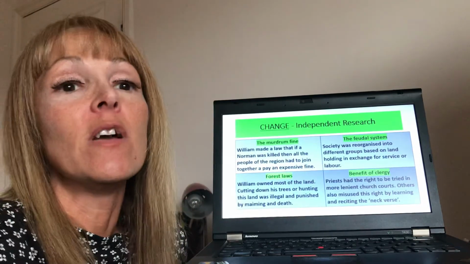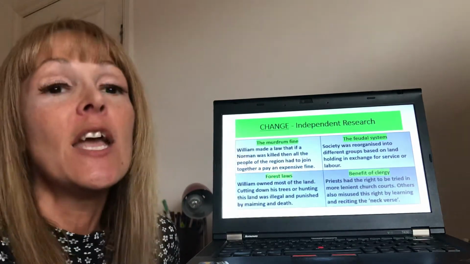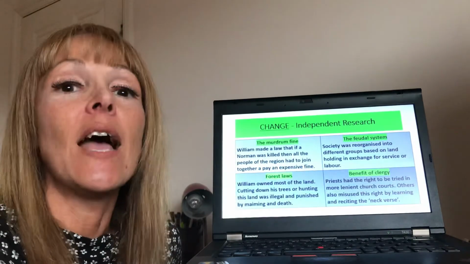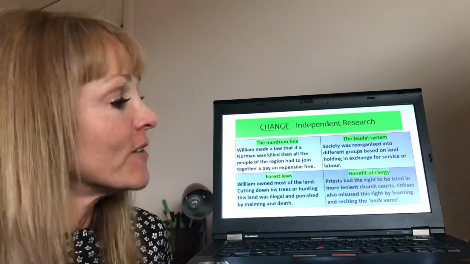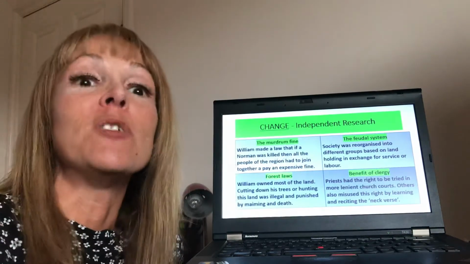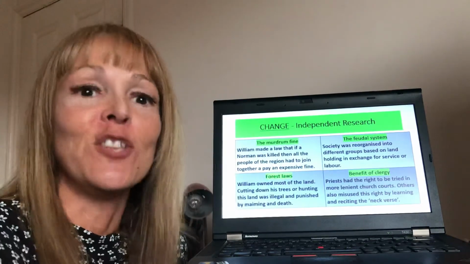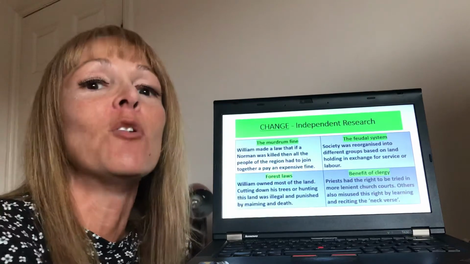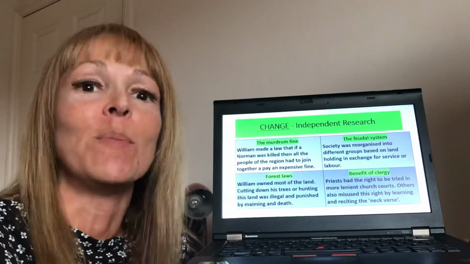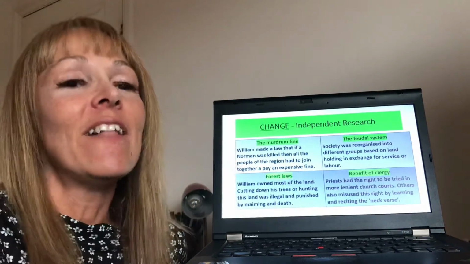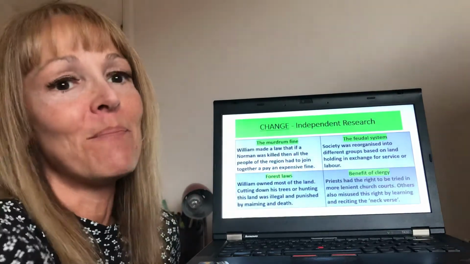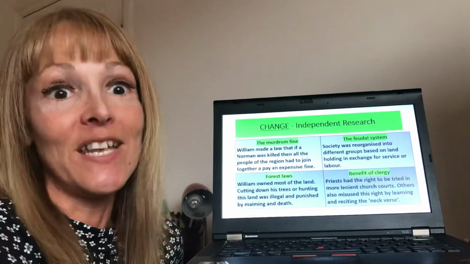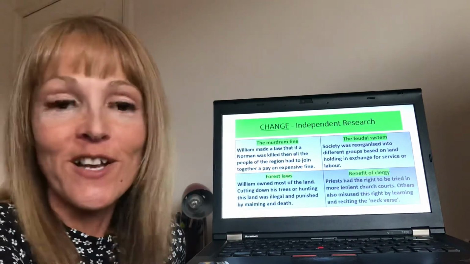The final one is benefit of clergy, and this is where William introduced church courts, which meant that if you were in the clergy in the church, you could have a more lenient punishment, so it wouldn't be so harsh for you. And as a result of this, as you can see, other people pretended that they were clergy, that they were priests, by learning something called the neck verse, which was a verse from the Bible, and that allowed them to pretend that they were actually members of the church and get a more lenient result of their trial.